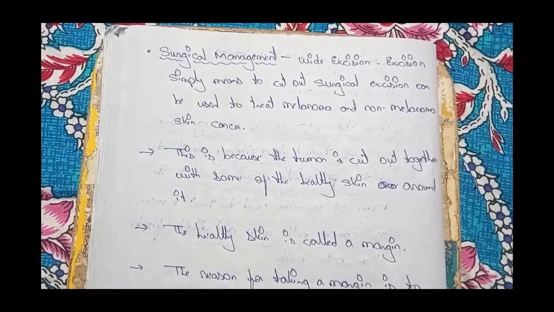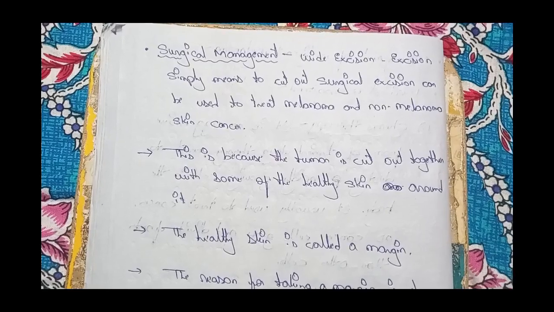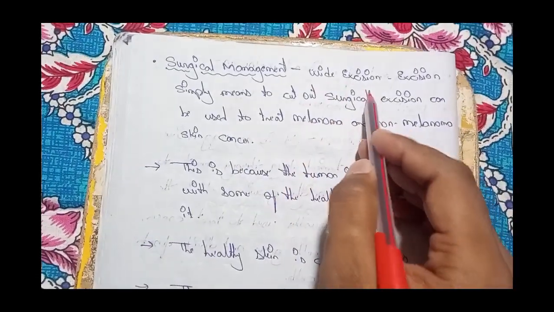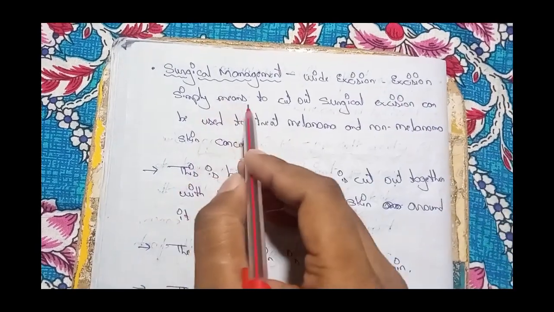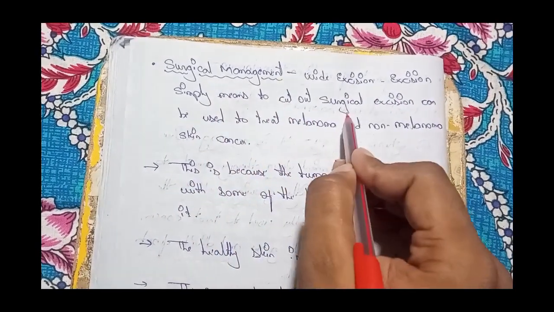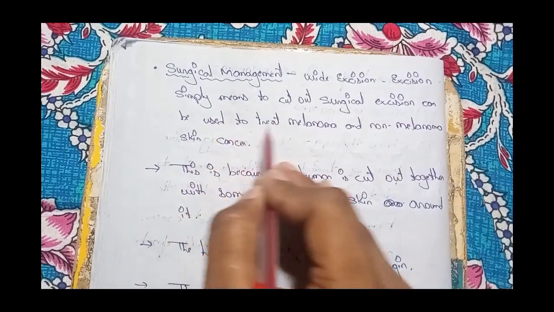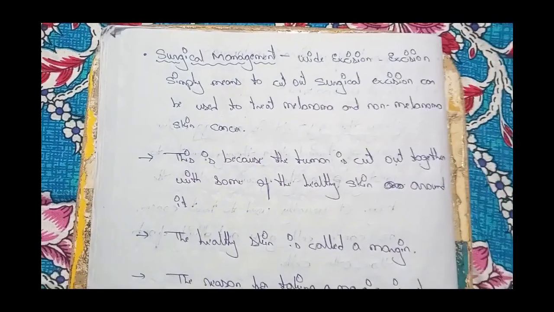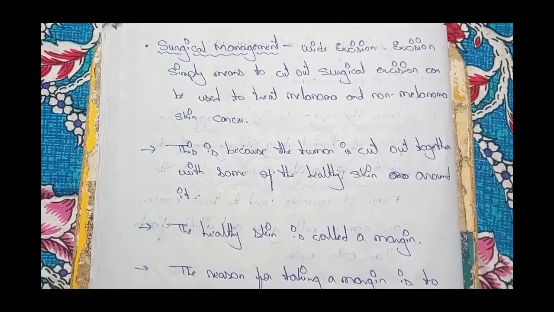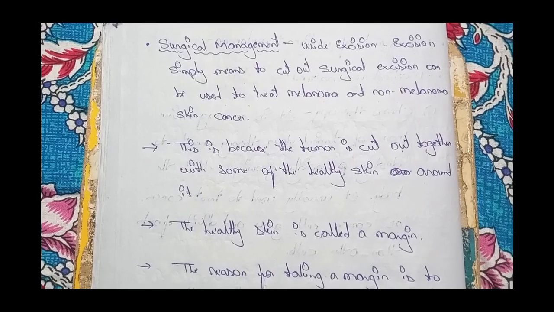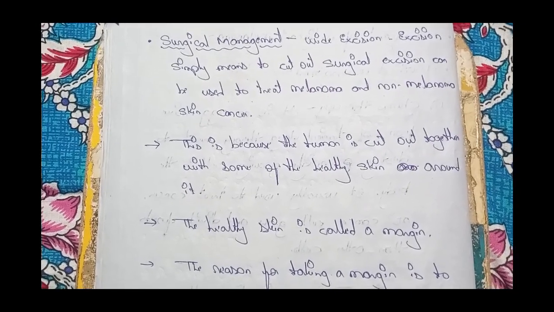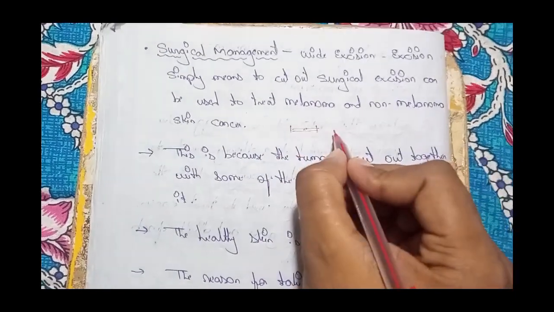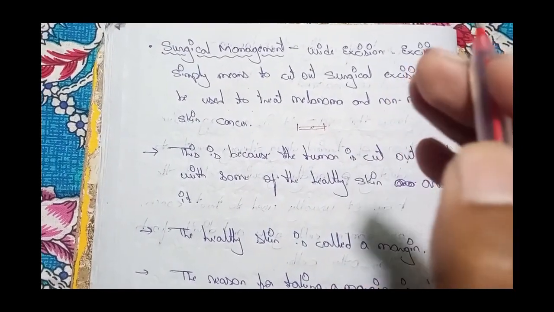So after the medical management, we will see the surgical management. Wide excision. Wide excision simply means to cut off. Surgical excision can be used to treat melanoma and non-melanoma skin cancer. Means the part where the melanocyte is developed, in that we can just cut off that part only. So this is the surgical management.